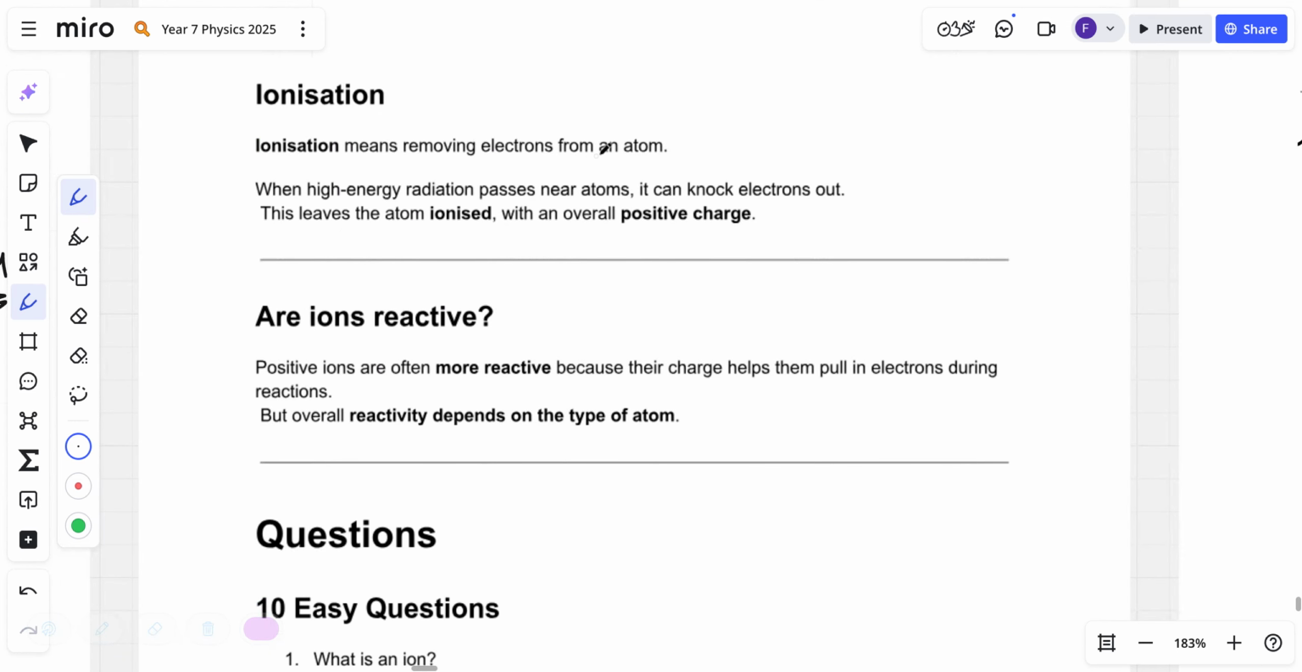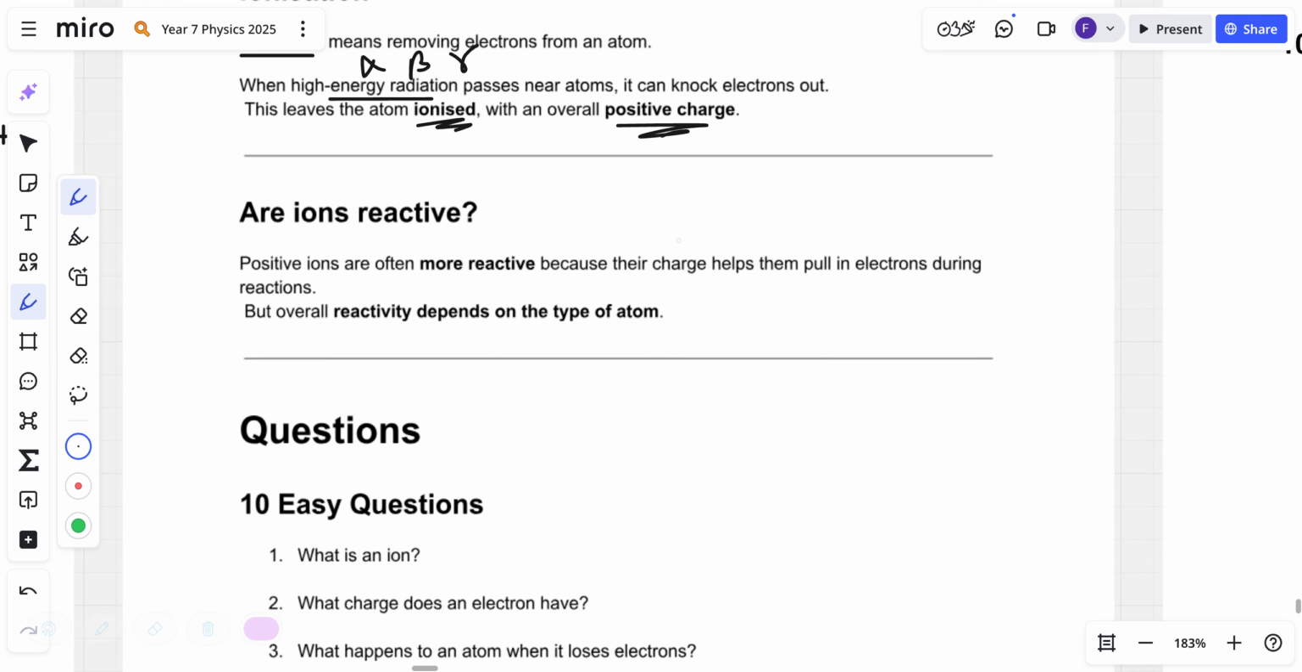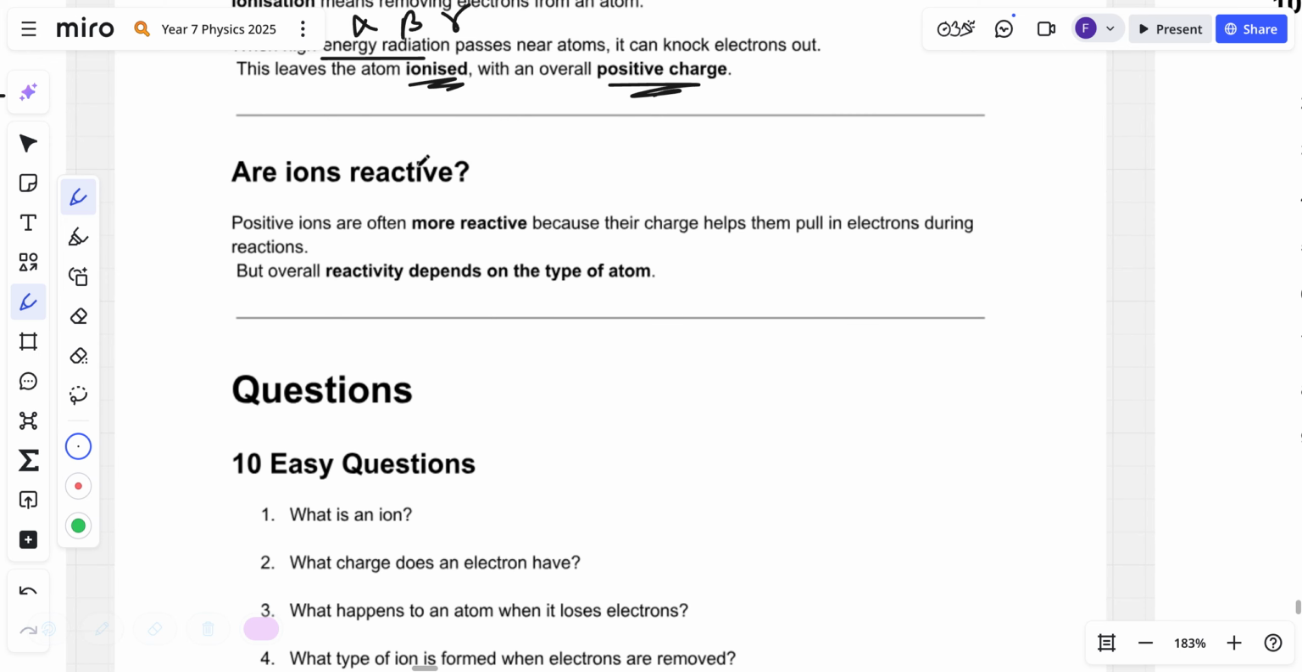Ionization means removing electrons from an atom. This is very different. This is high energy radiation, which I said was alpha, beta, or if you're the Hulk, gamma. If any of that radiation goes near an atom, it can knock an electron off. And that is what we mean by it is ionized and it's overall positively charged. All right. So are ions reactive? Yeah. Because they're positively charged, they can pull electrons off other atoms, right? But it all depends on the type of atom.